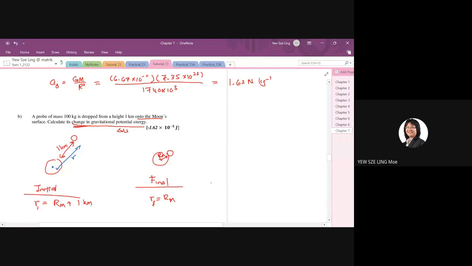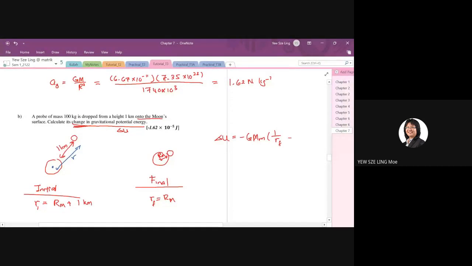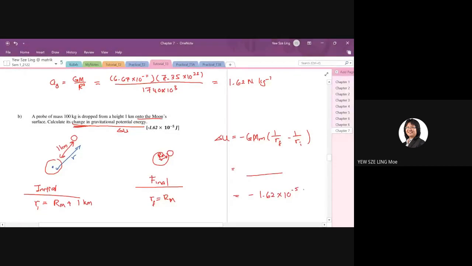So how to calculate it? Same as previous questions, same as your question 2. Start from delta U equals negative G M m, bracket 1 over r final minus 1 over r initial. You plug in the values and you will obtain negative 1.62 times 10 to the power of negative 5 joule.